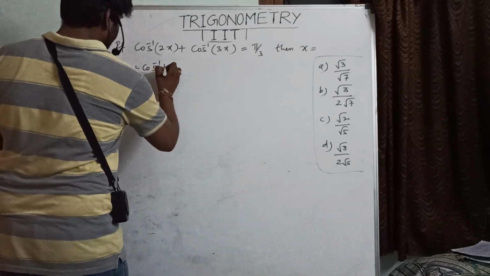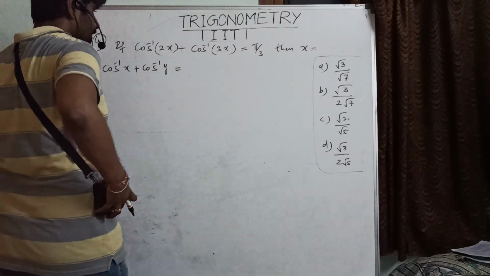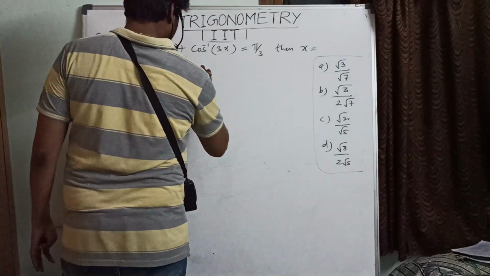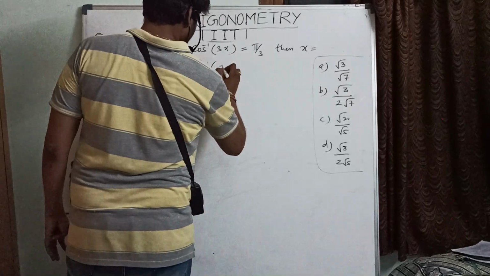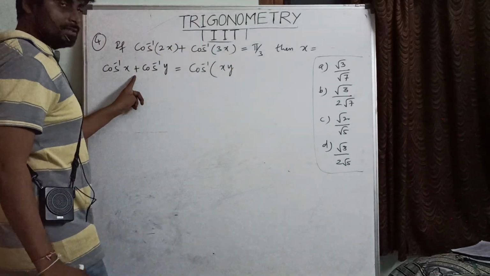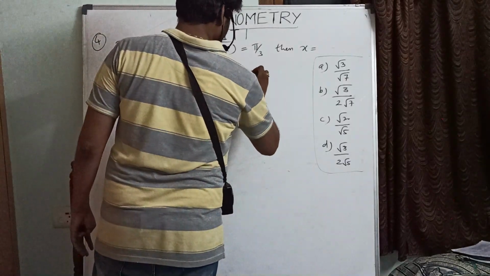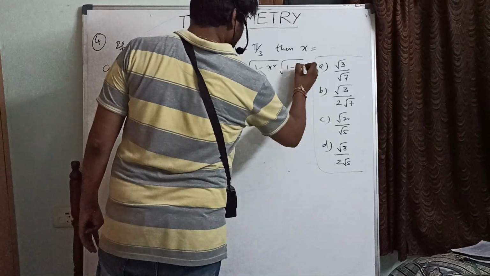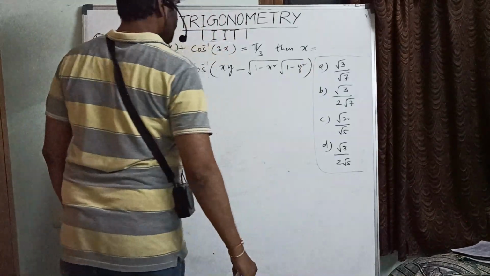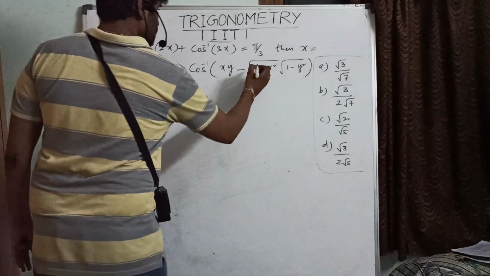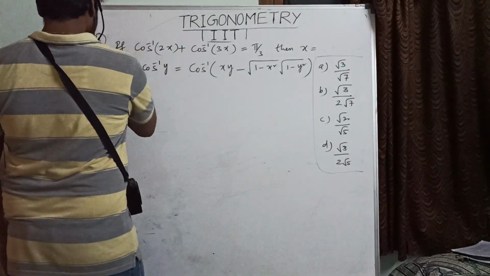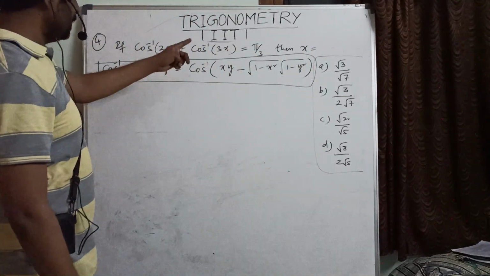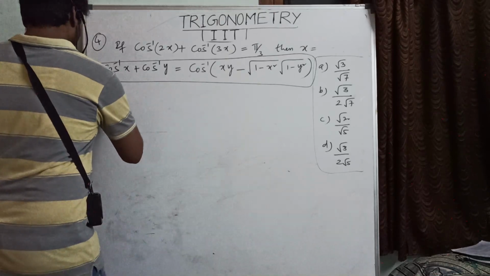Let us recall that formula from 11th. Cos inverse of x plus cos inverse of y equals cos inverse of xy, here plus, so here minus, root 1 minus x square into root 1 minus y square. Okay, clear? So this is the formula we have to remember to solve this question. Now let us apply that formula.